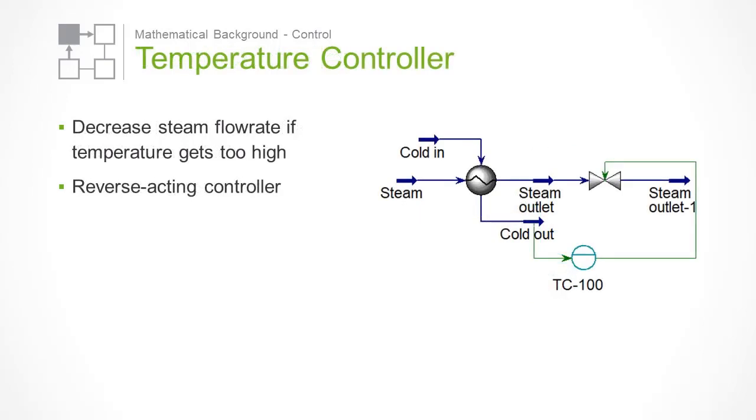Let's say we want to use steam to heat a liquid stream. We will have a temperature sensor at the outlet of the heat exchanger and a control valve controlling the steam flow rate. If the temperature of the liquid stream gets too hot, we want to feed less steam to our heat exchanger, so we will use a reverse acting controller.